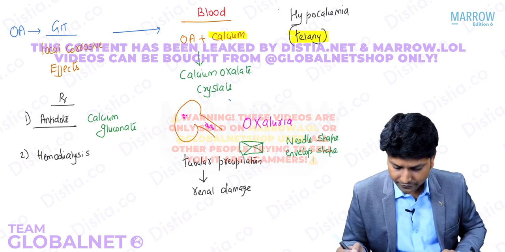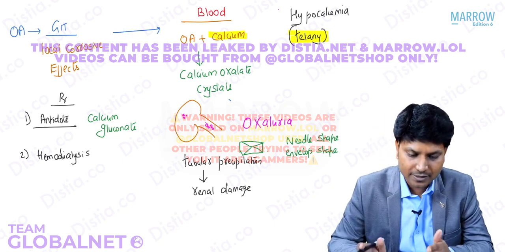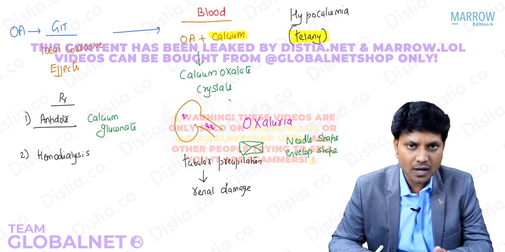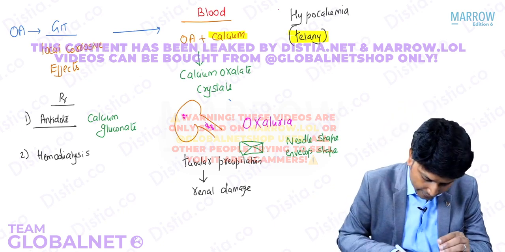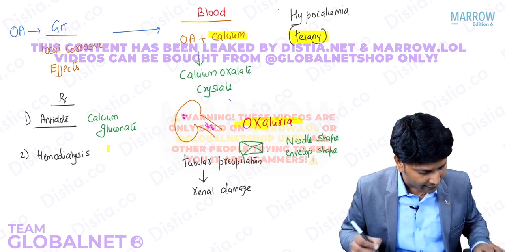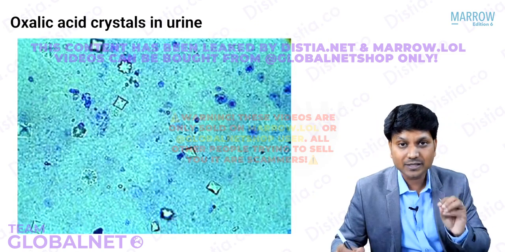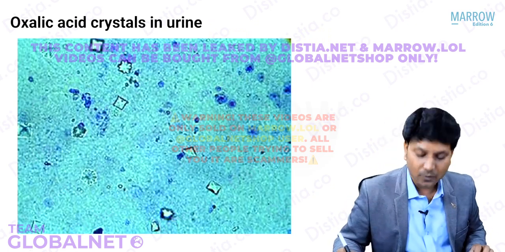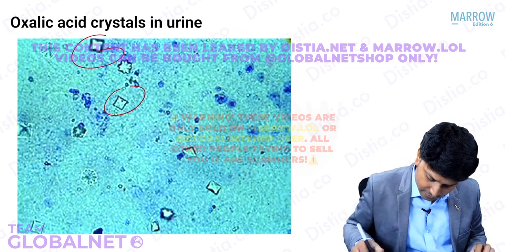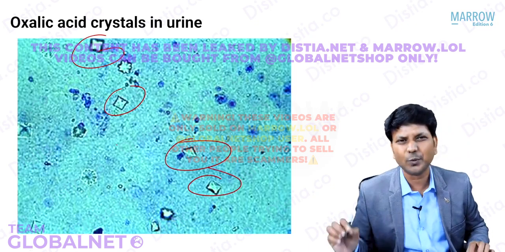So these are all the features. I've given you all the features in one particular slide so that you will remember this. I would like to show you the oxaluria as well. Have a look at this. This is how the oxaluria will appear. You can see oxalic acid crystals in the urine. You can see envelope shaped crystals. Very typical.